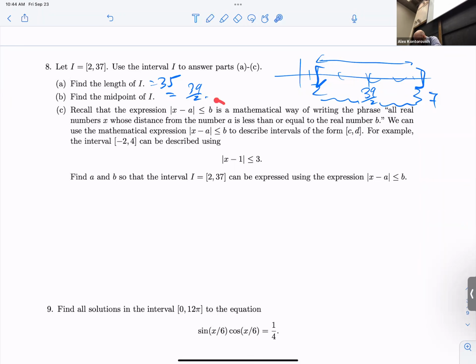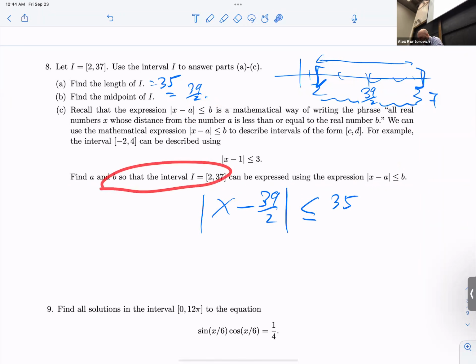Okay, recall that this is a mathematical way of writing the interval. Find a and b so that you can express the interval as this. Are you kidding me? x minus the midpoint, 39 halves, has to be less than 35. Okay, so another way of writing this interval is you start at 39 halves and you go no farther than 35 away. That can't be right. That can't be right because it's too far. 35 is the whole distance. 35 over 2. Okay, so half that distance is the radius of the interval, if you like, as opposed to 35, which is the diameter of the interval.